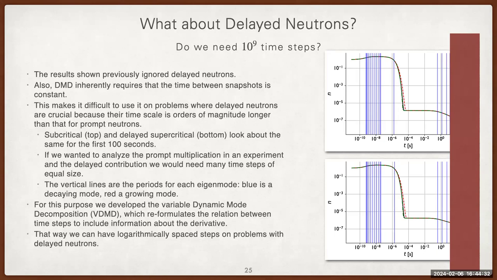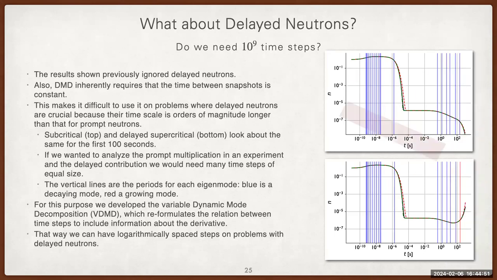So if I wanted to do this with a constant time step and be able to resolve this initial subcritical multiplication and then the fall down, both of these take a lot of steps. Also, one of these is subcritical and one is supercritical, and you can't tell until later. In the supercritical system, the delayed neutrons are eventually enough to get the chain reaction growing, and that's after 100 seconds. It's subcritical when it doesn't actually die.